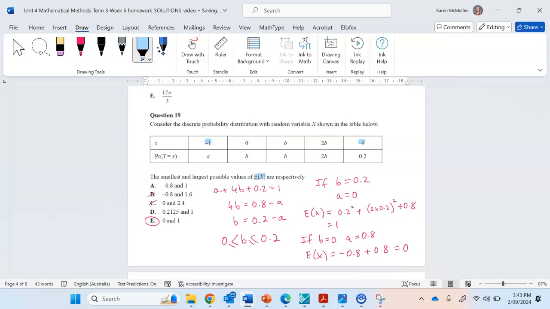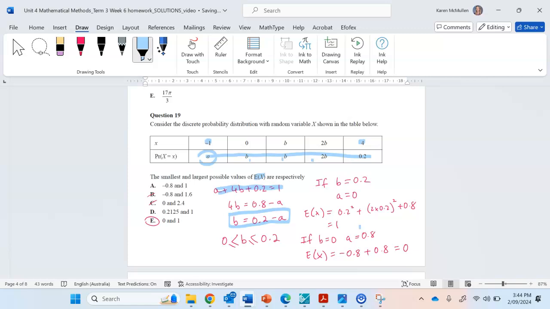All right, so the sum of all your probabilities has to add to 1. So that's what I've done here. All right, just added them all up. So we've got this A, and then we've got 4 Bs, and then we've got 0.2. So I've just rewritten that to get B in terms of A. So B is equal to 0.2 minus A.